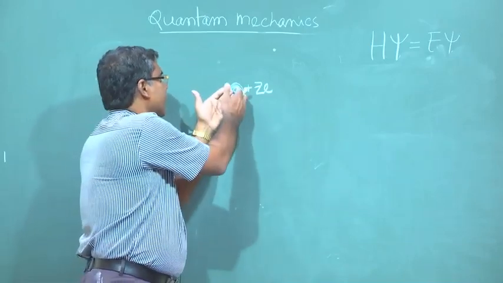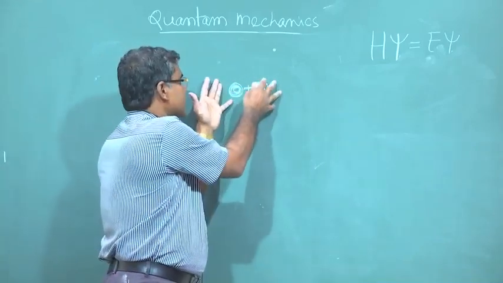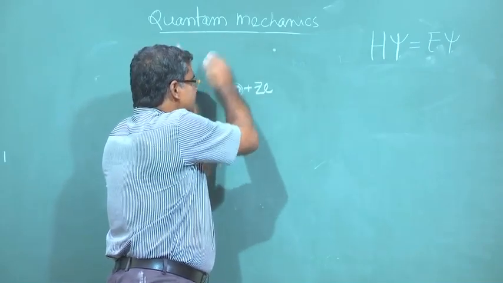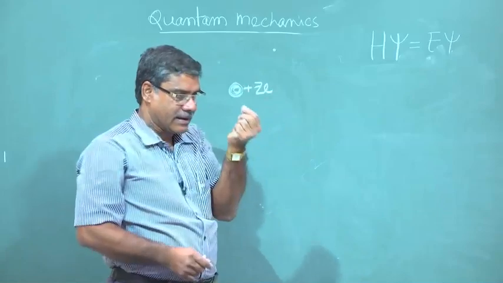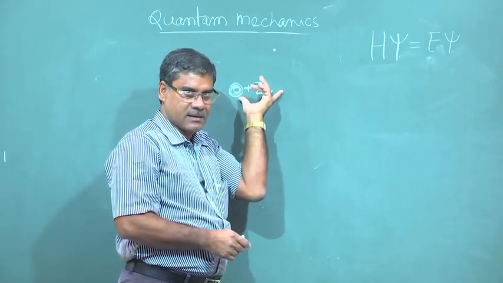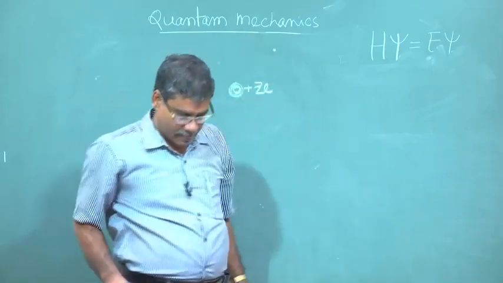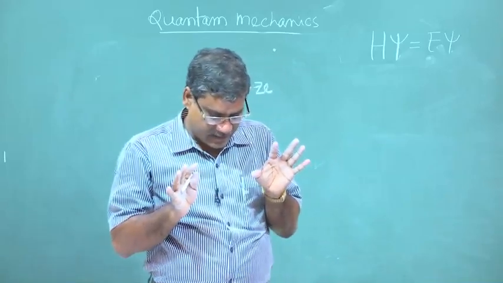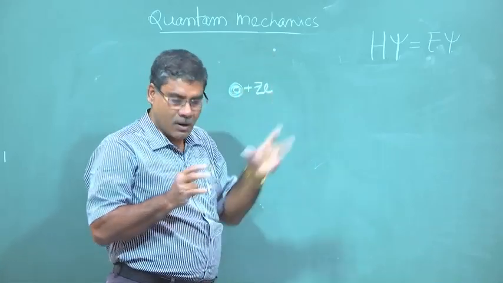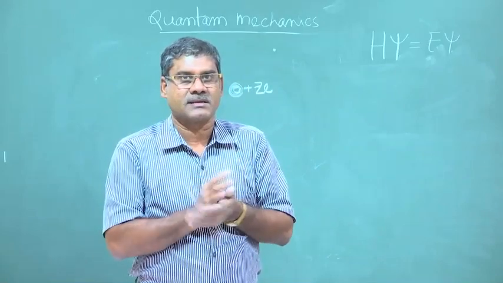The central field of the nucleus. So now this electron is in this system: in the central field of a nucleus having positive charge +Ze. Now an electron is moving in this field, in this potential. So now I want to study this system.